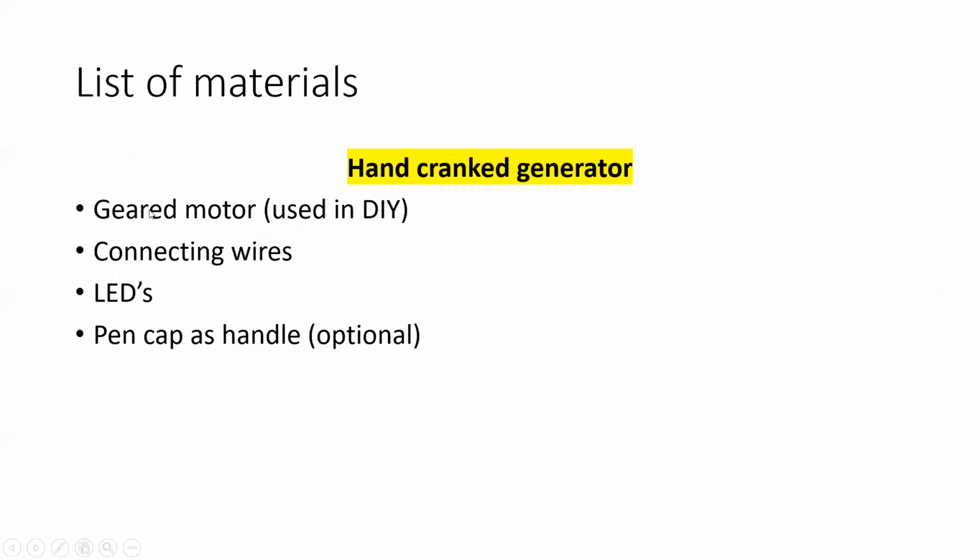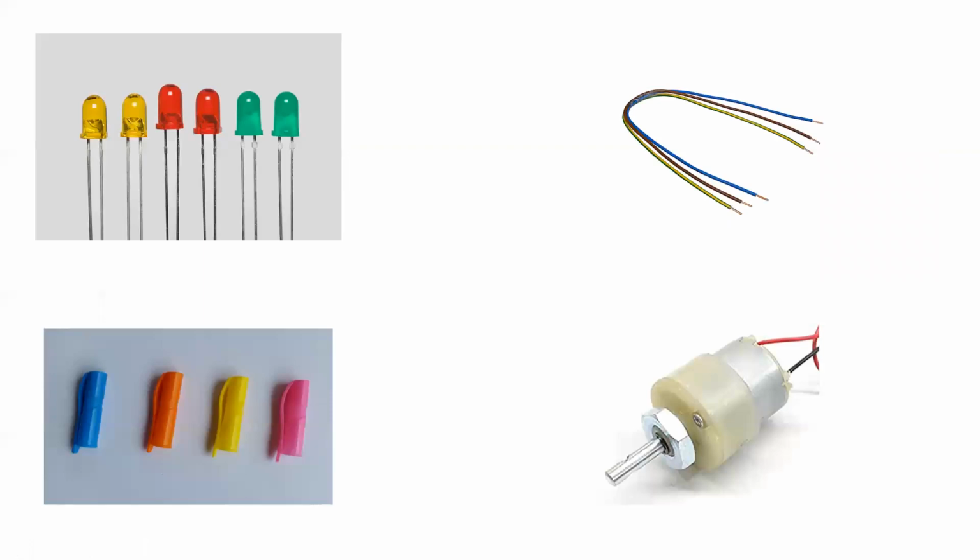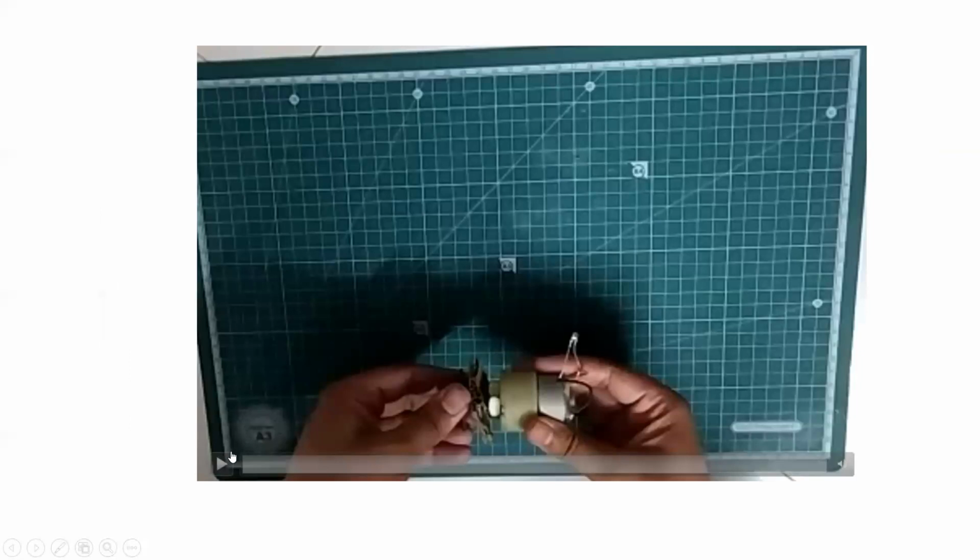We need a simple geared motor that we use in our hobby projects. A small geared motor followed by some connecting wires and LEDs to see the output, and a pen cap, if you want to hold it. That's totally optional. I will show the materials now. See, these are some materials that we need. Yes. So this is how it looks.